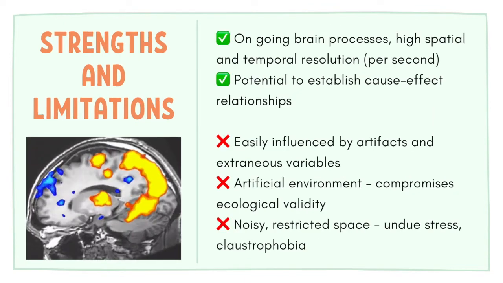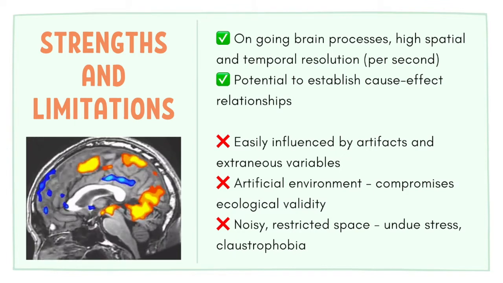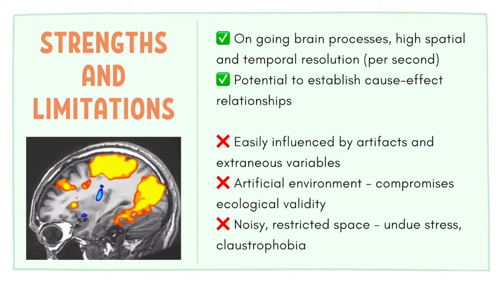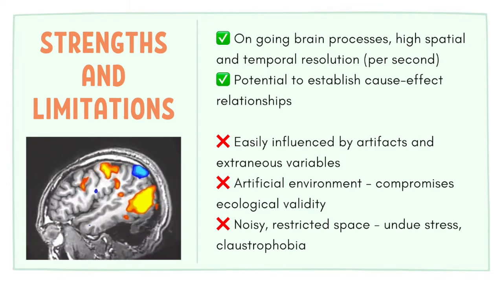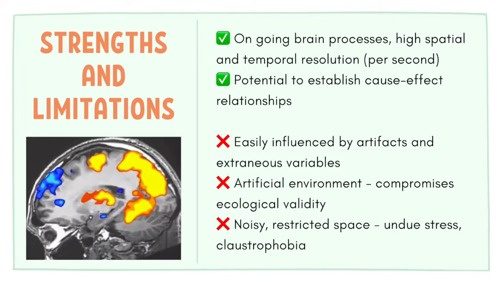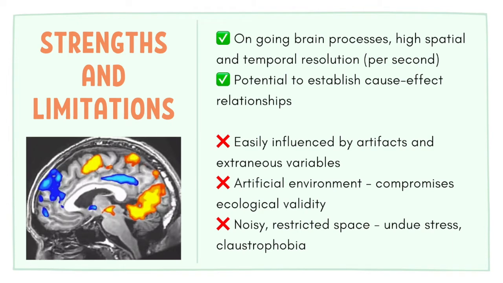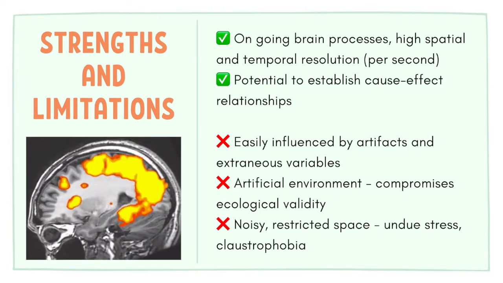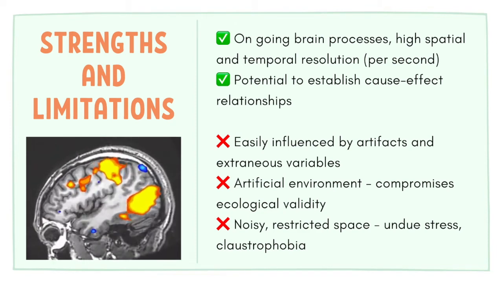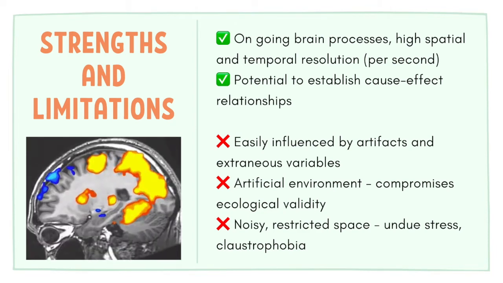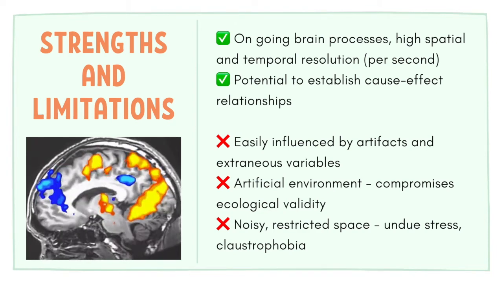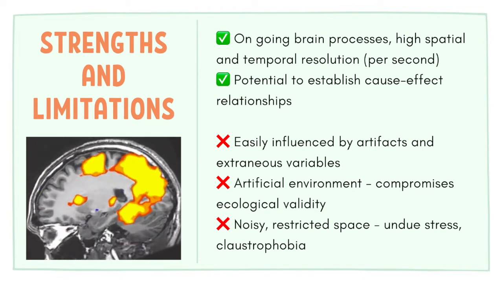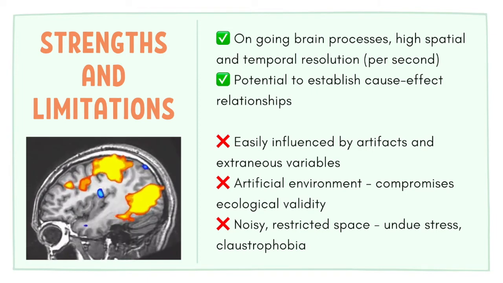Some points of strengths and limitations for the fMRI. The main strength of the fMRI is that it has both high spatial and temporal resolution. So researchers are able to record activity every second, as I mentioned before, and also in specific details. Okay, so again, if we wanted to focus on the hippocampus and we wanted to look at the activity in the posterior hippocampus, the fMRI would be able to do that.